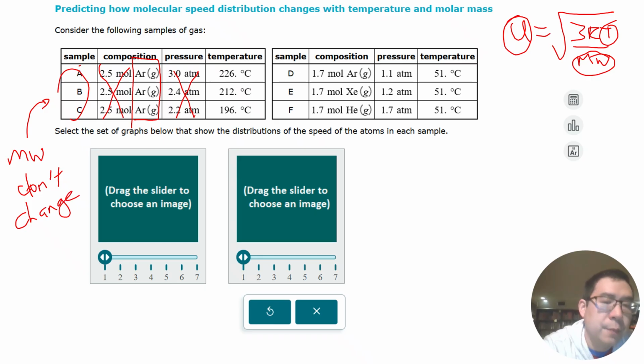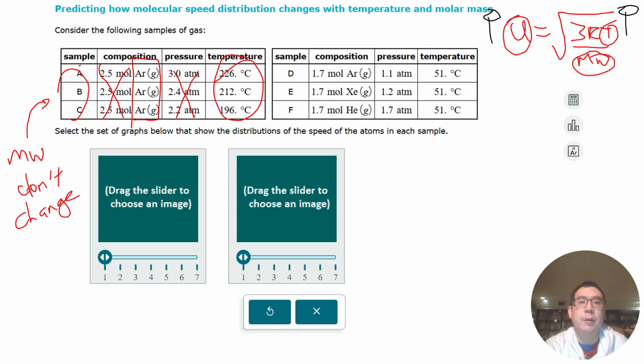What changes? It's temperature. And so as temperature increases, the speed increases. Okay, and so temperature increases, speed increases. The slowest one is going to be the lowest temperature. The fastest one next is going to be the next highest temperature, and the fastest is going to be the highest temperature.